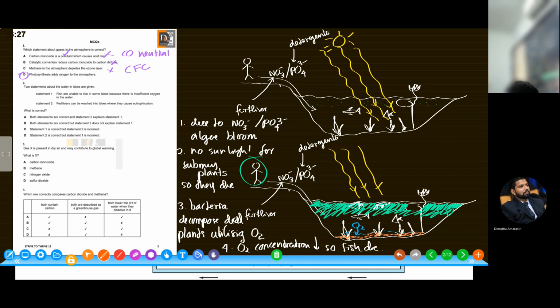Right? Bacteria decompose dead plants. Bacteria decompose dead plants utilizing oxygen.